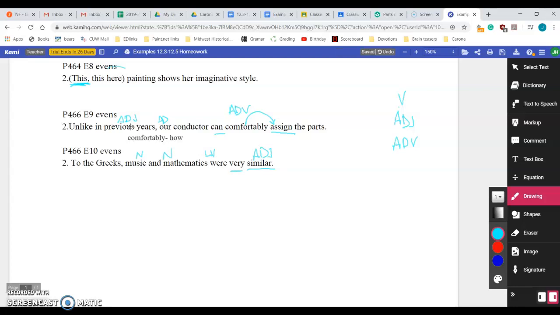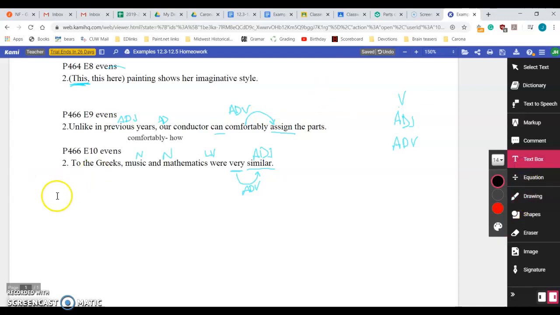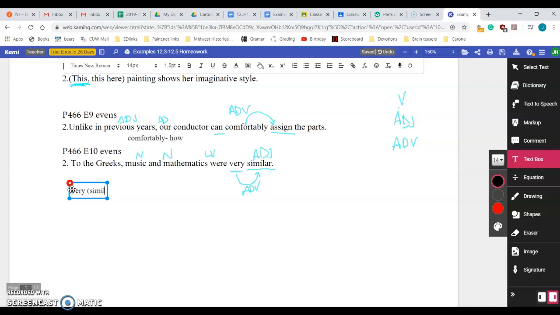It was mentioned in a couple of videos that I added to you. Basically, very is just adding significance to something. In this case, very is telling us how similar. So that would make that an adverb. It's an adverb that is describing an adjective. So what we would do for our answer is write the adverb, which is going to be very, and then a dash, and then in parentheses, what word is it describing? It is describing how similar they are.